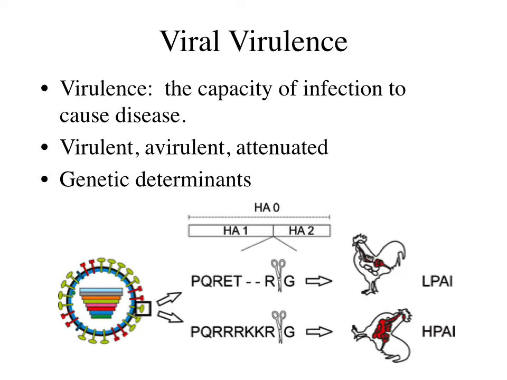In contrast, the precursor, the HA0 of highly pathogenic avian influenza viruses, can be cleaved by ubiquitously expressed furin-like proteases, which facilitate systemic replication in chickens. So a small genetic difference between the different strains of virus can determine virulence.